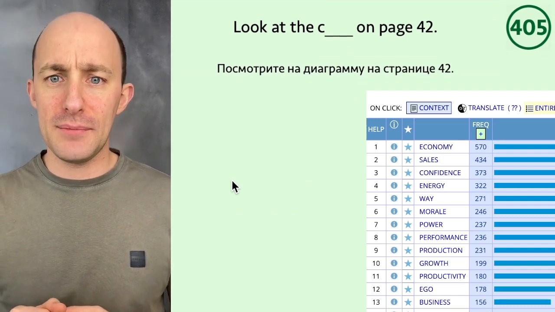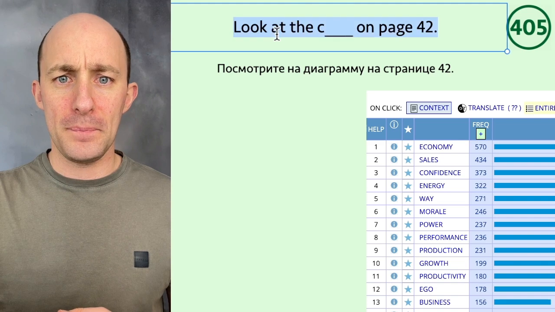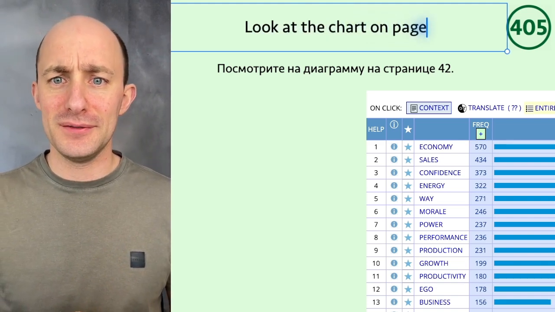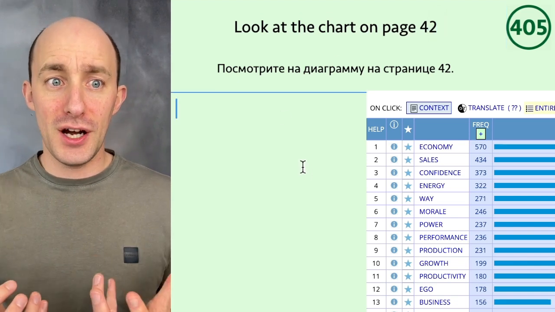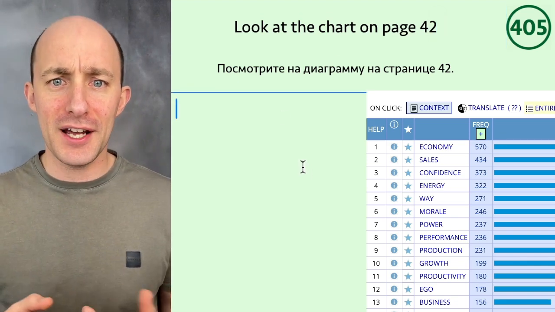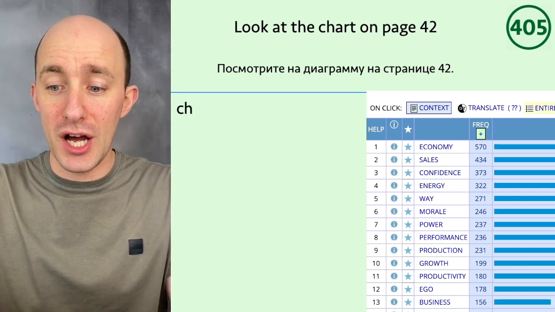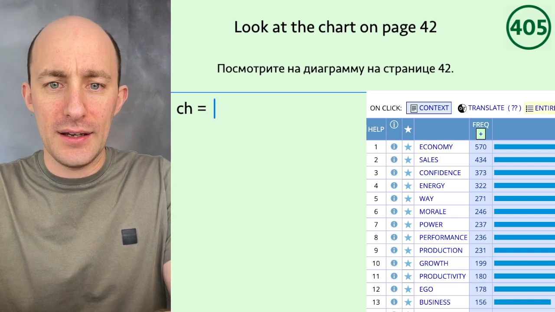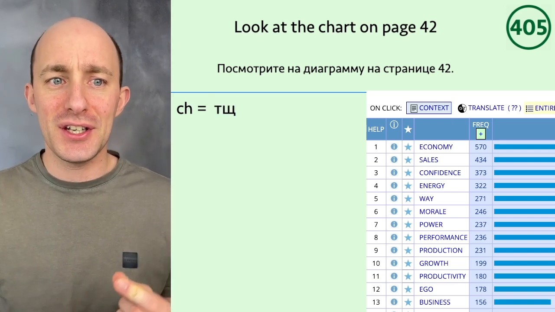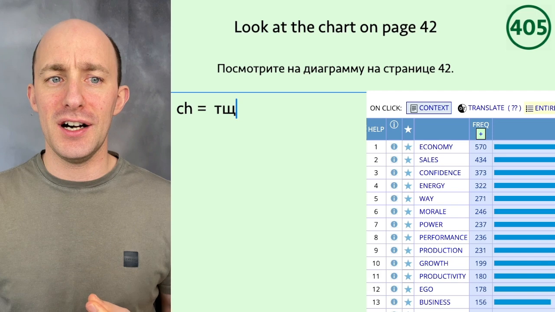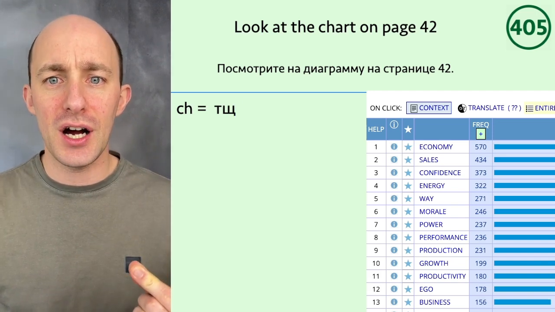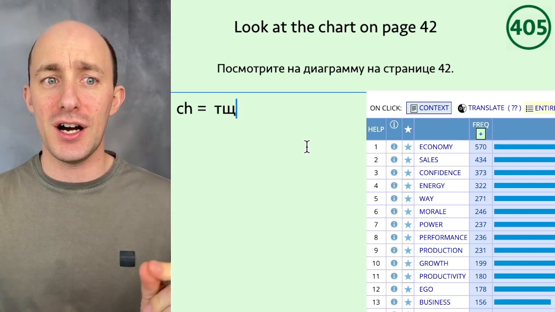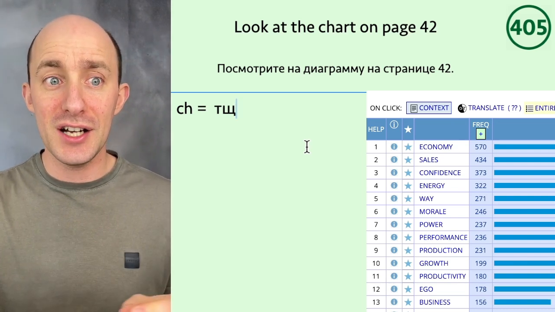Посмотрите на диаграмму на странице 42. Look at the chart on page 42. So, a chart, it can be a type of diagram. A chart. Remember, English ch, it's more like Russian щ, to sh, ch, than Russian ч. Chart. Chart on page 42. So try to make the sh a bit longer. Chart. Look at the chart.